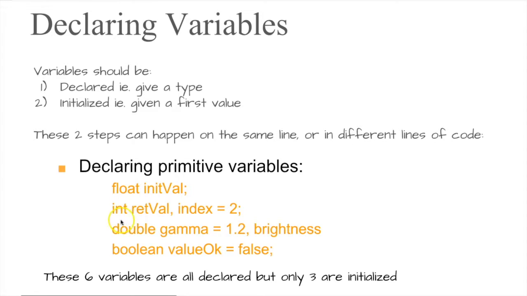See that? Float int val, int ret val, double gamma. However, these are also in the same line as int. So these are also declared. So this variable here has been declared. This variable has been declared. This variable has been declared and then initialized. This variable has been declared and then initialized. This variable has just been declared. This variable has been declared and initialized. So you may need to look at a couple of different ones and tell me which combinations, whether something has been just declared, initialized, or whatever.